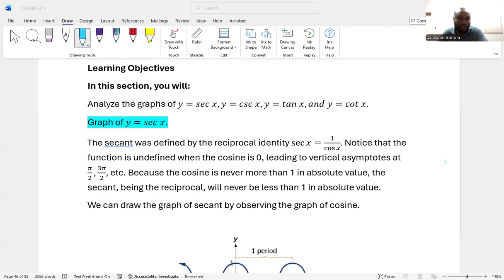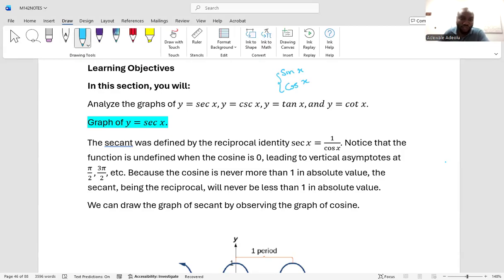Good day and welcome back to my pre-calculus class. Before this time, we have looked at the graphs of sine of angle, cosine of angle, and their variations. So right now we want to look at some other graphs.